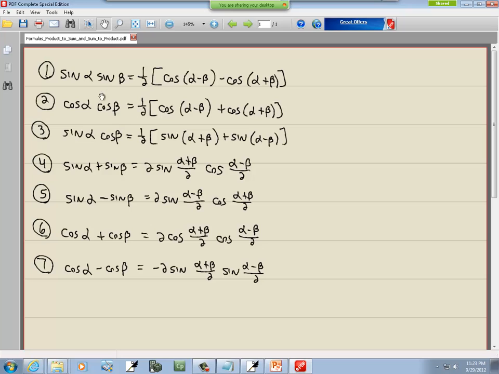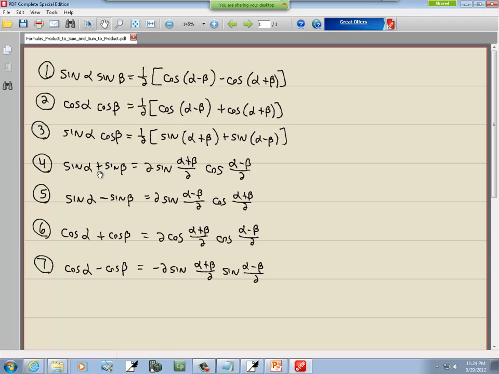Well, we've got our formulas here where we are rewriting the multiplication with plus and minus. So sine alpha times sine beta is equal to 1/2 times cosine alpha minus beta, minus cosine alpha plus beta. And cosine alpha cosine beta is equal to 1/2 times cosine alpha minus beta plus cosine alpha plus beta. And sine alpha cosine beta is equal to 1/2 times sine alpha plus beta plus sine alpha minus beta.